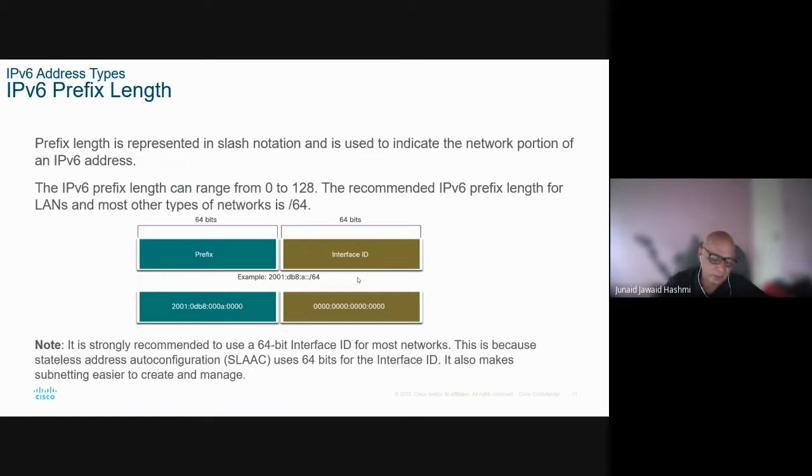So if you have, like in an IP version 4 address, a class C address such as 192.168.1.0, then 192.168.1 is the network ID. In IP version 6, the first 64 bits are part of the network ID.